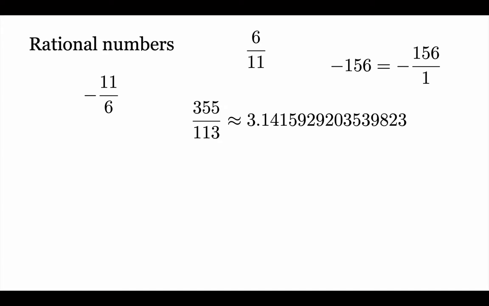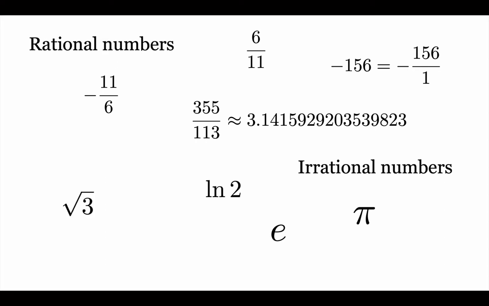355 over 113, my favorite rational number, is a rational number because it is an integer divided by an integer. Irrational numbers, what are they? Things like pi are irrational, and radical 3, natural log of 2, e, those are all examples of irrational numbers. Even something strange like radical 2 to the radical 2 is an example of an irrational number.